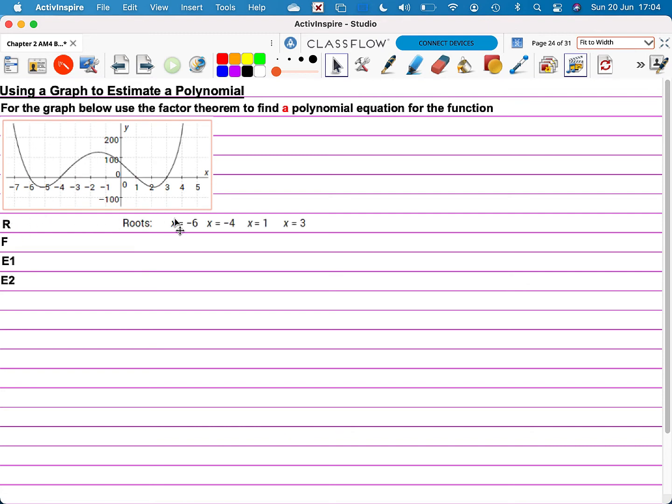So those are our roots, and we know that these roots are all cuts. So we've got a cut here, it cuts at x equals -4, cuts at x equals 1, and it cuts at x equals 3. We're now going to generate the factors, and because we know that they cut, we've only got a power of 1 on each one.